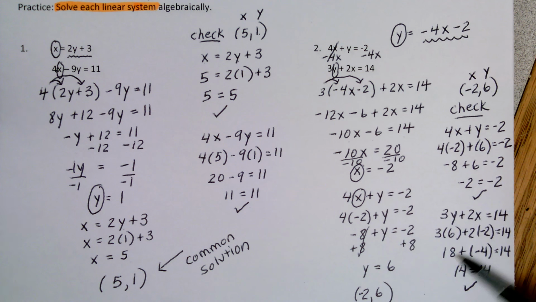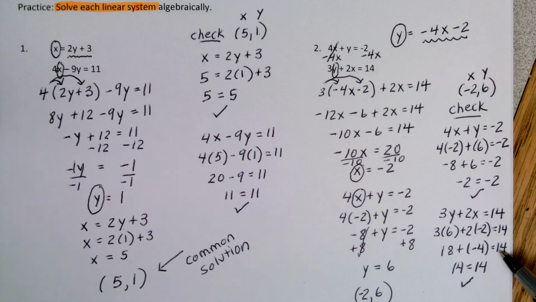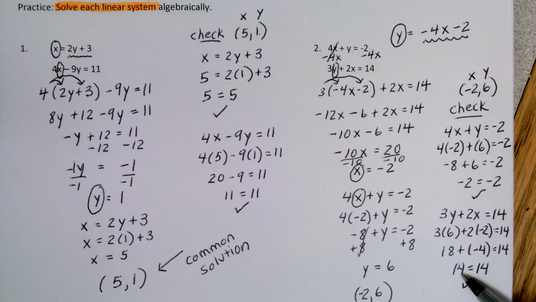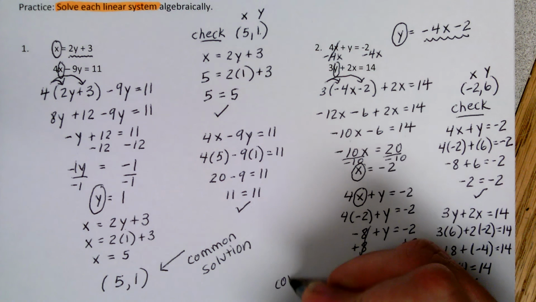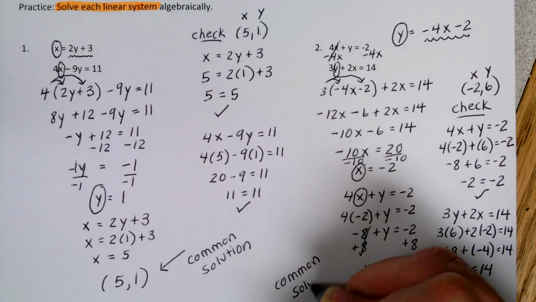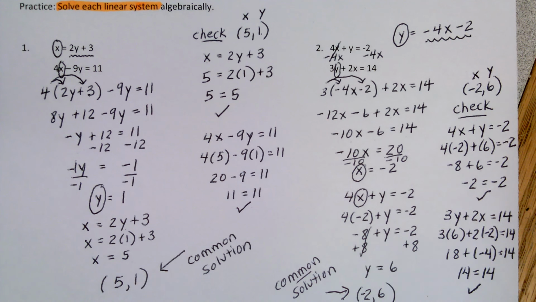So 3 times 6 is 18. Positive 2 times a negative 2 is a negative 4. Does that equal 14? And 18 and a negative 4 does equal 14. So 14 equals 14, true. So that means our ordered pair, negative 2, 6, we can call our common solution. It is an answer that makes both equations true. Okay, so you have now used the substitution method to solve a system of equations algebraically. Congratulations.